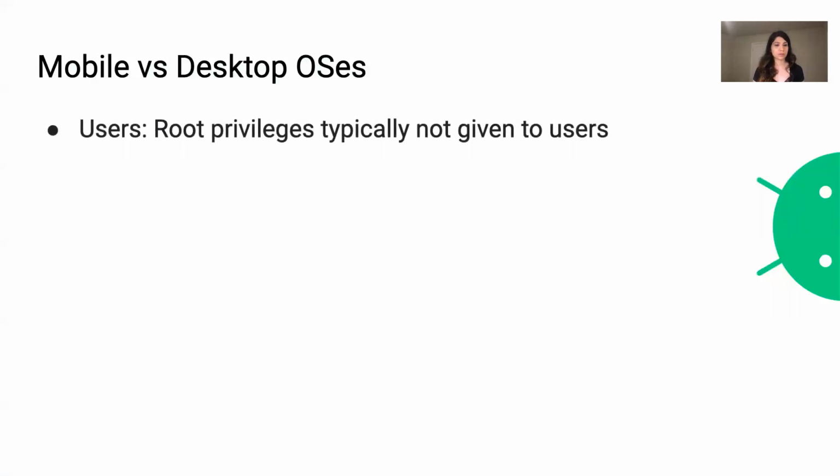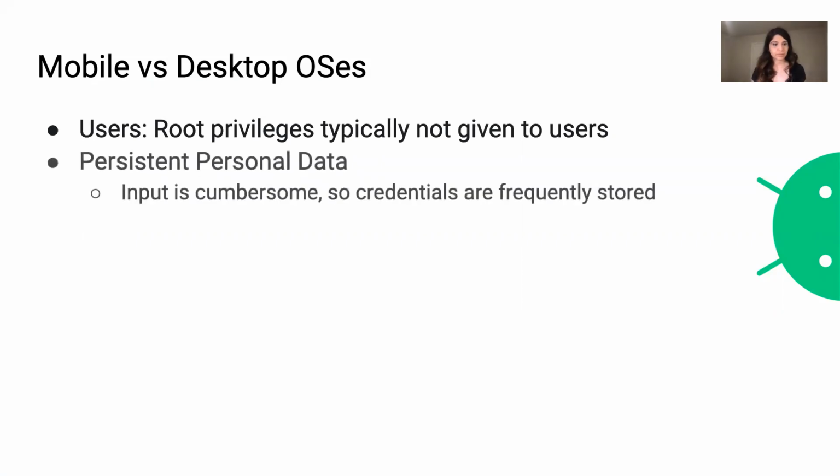smartphones. So first, root privileges are typically not given to users on mobile platforms, and this is because mobile vendors try very hard to keep the platform secure. They don't even trust the user with very critical operations. Second, input is very cumbersome on mobile devices, so credentials are frequently stored. For example, you don't want to ask the user each time to enter their password. So you'd want to save this password for future use, for flexibility and usability.